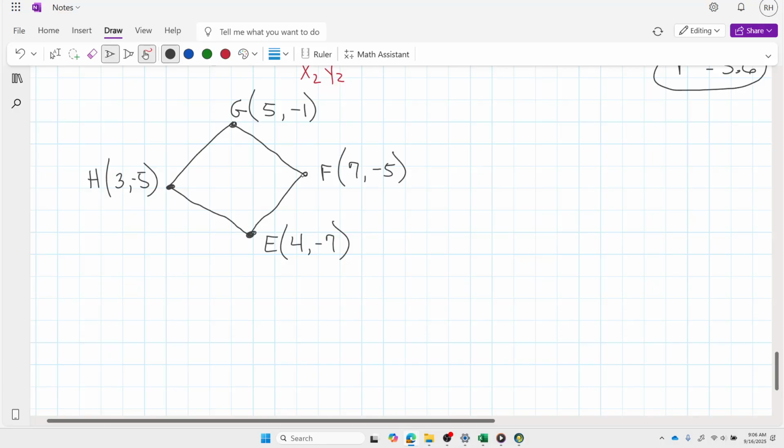So if you're told that it's a square, in a square, all the sides are the same. Perimeter of a square is equal to 4 times one of the sides. And area of a square is equal to one of the sides squared. So you can pick any side in this square, find the distance or the length of the side, and that'll be the only dimension that you need to find the perimeter and the area.